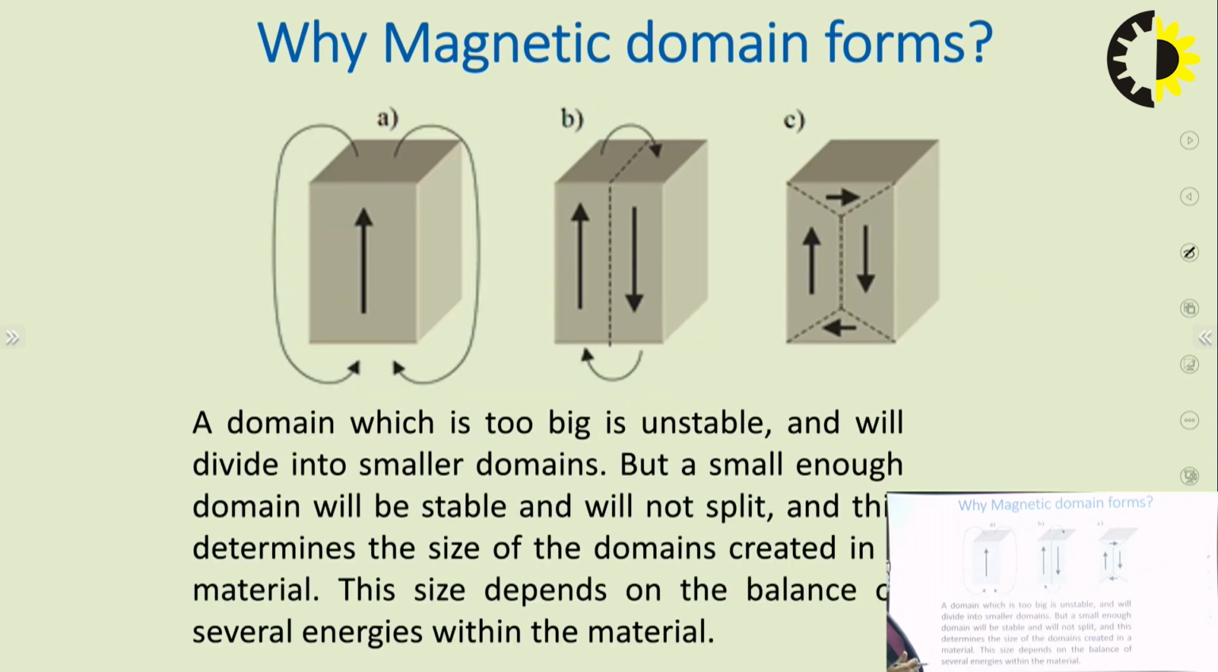So that is why magnetic domains form. A domain which is too big is unstable, and it divides into smaller parts. But a small enough domain will be stable and will not split, and this determines the size of the domains created in a material. If it is still unstable, then it will break down like this, and you can see that here the direction is upward, here downward, here upward, here downward, here rightward, here leftward.